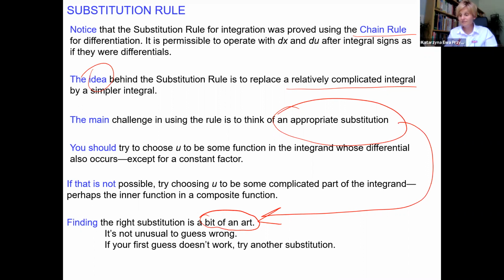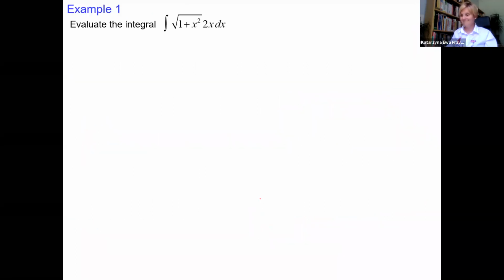Of course it's a little bit complicated, but when we see a composition function, maybe we can say that u is the inner function. That's what I was suggesting. It does not always work this way, but most of the time. Okay, let's try. Evaluate the indefinite integral of square root of 1 plus x squared times 2x dx.